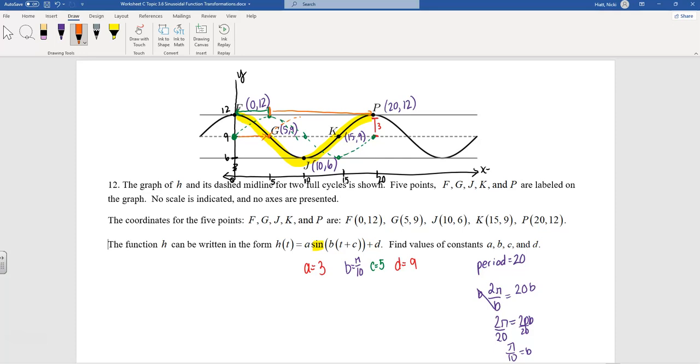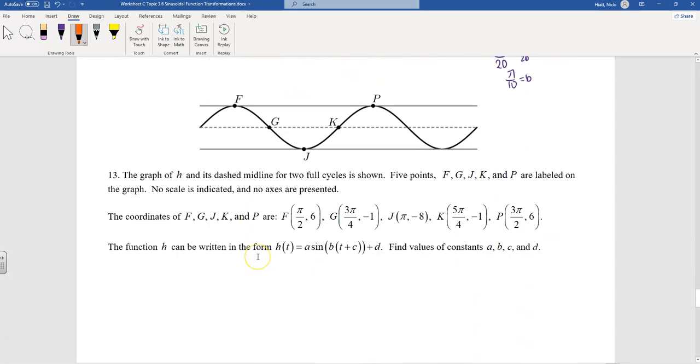Could we also do number 13? Sure. Okay. This one has some pi's, makes it harder. Also doesn't start at 0, makes it harder, right?